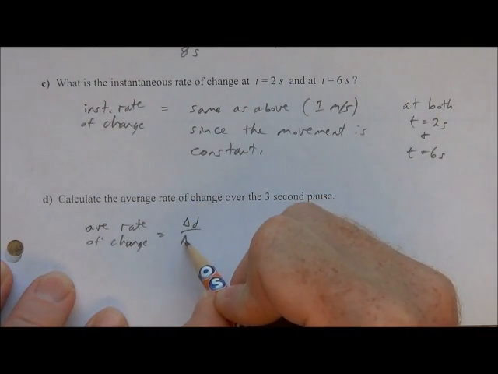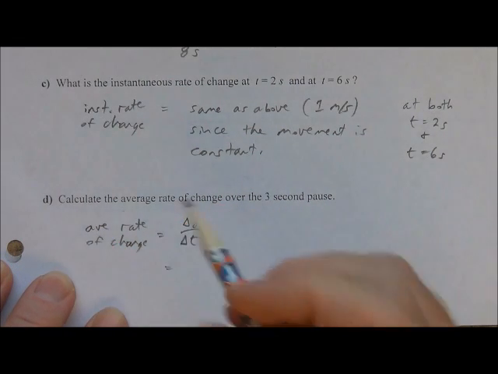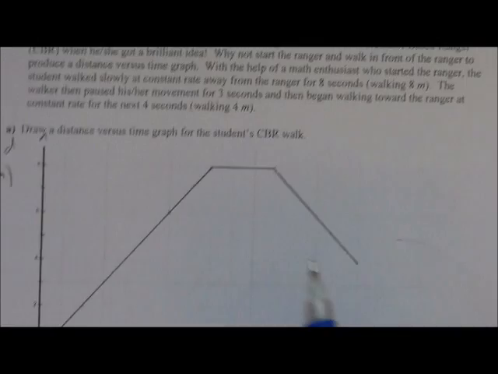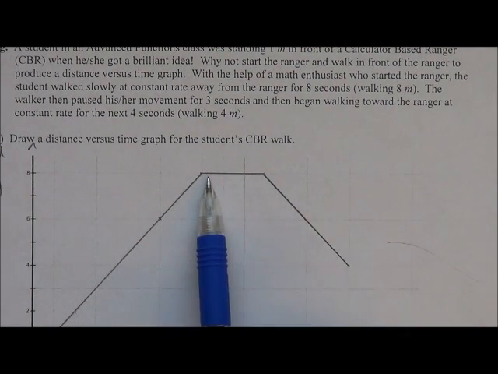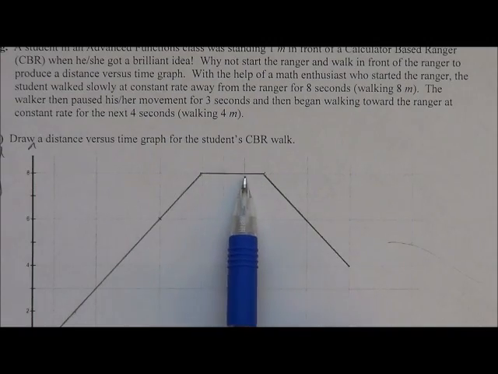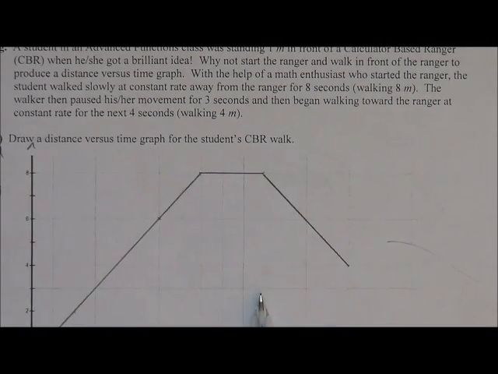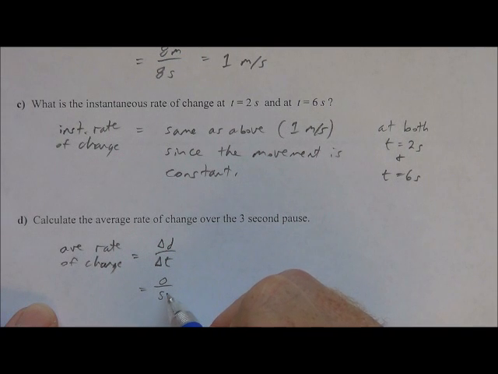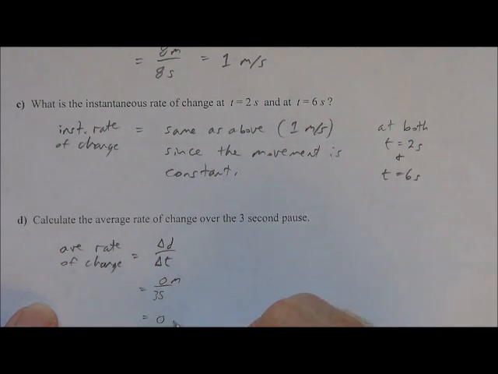Again, delta d over delta t. Well, the change in distance at that phase, from time equals 8 seconds to time equals 11 seconds, that change in the distance from the CBR is actually going to be 0. And the change in time is going to be 3 seconds. Therefore, 0 meters per second.